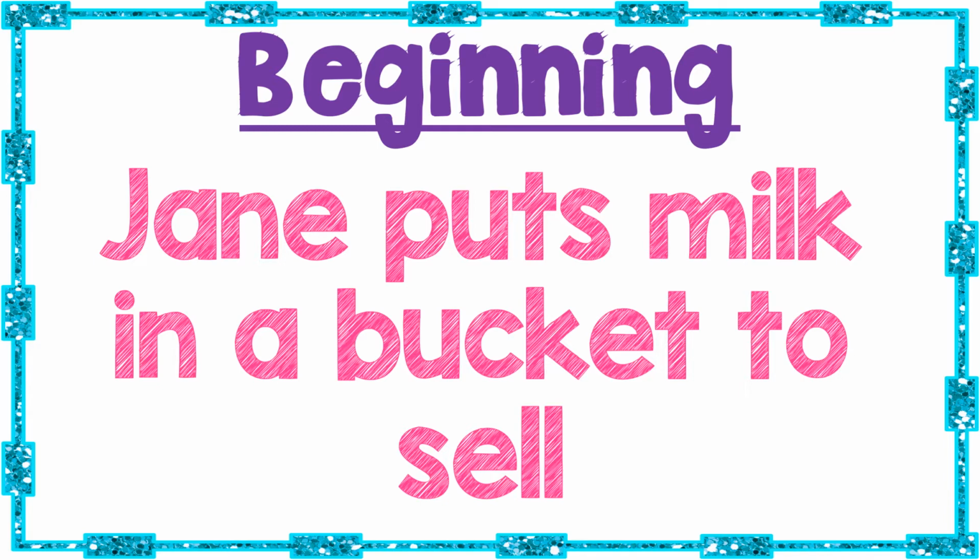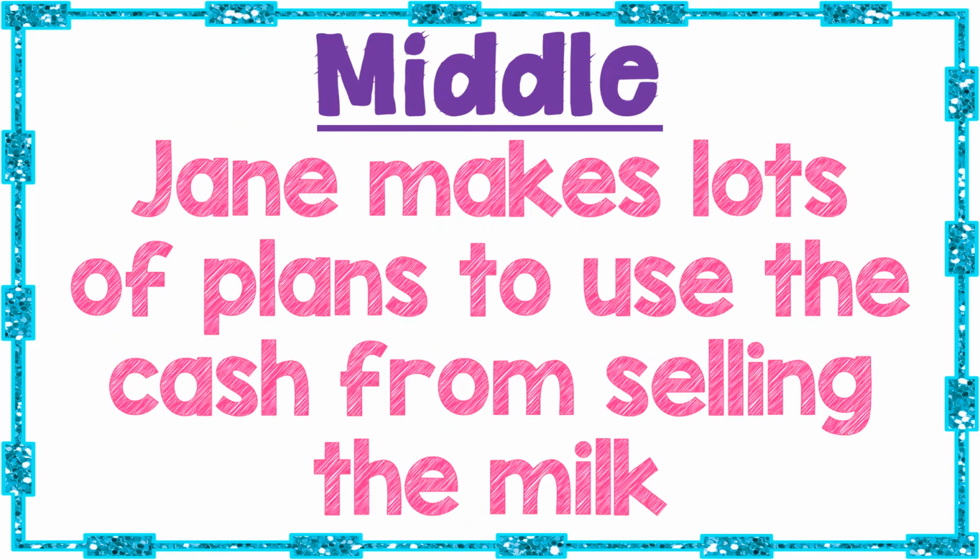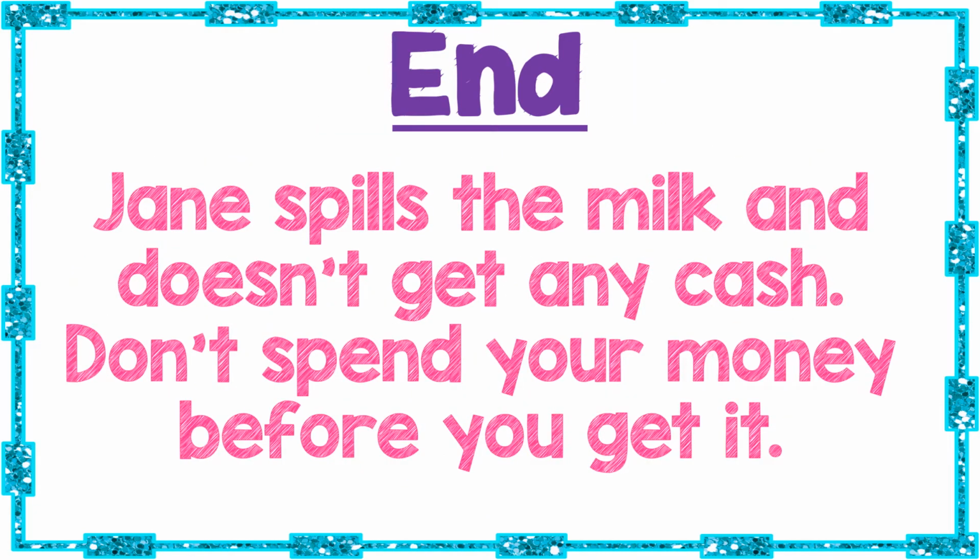Now your plot. The beginning, she had the milk in the bucket. She was going to go sell the milk out of the bucket, right? In the middle of the story, she's thinking of all those things she can buy with the money she's going to make off the bucket of milk. She kind of got in a hurry, right? She was trying to spend her money before she got her money. At the end, she spilled the milk. She didn't get the cash. She learned, I can't spend my money before I get it. So that plan that she had kind of changed a little bit, didn't it?